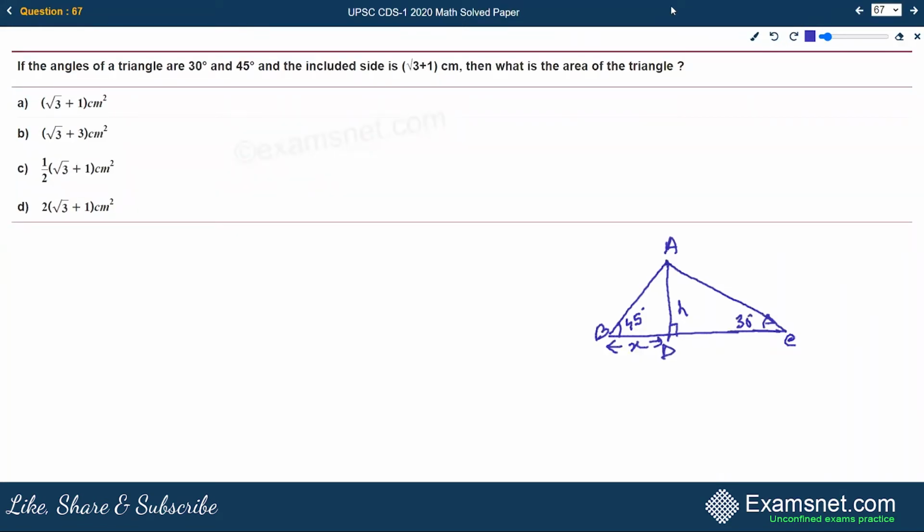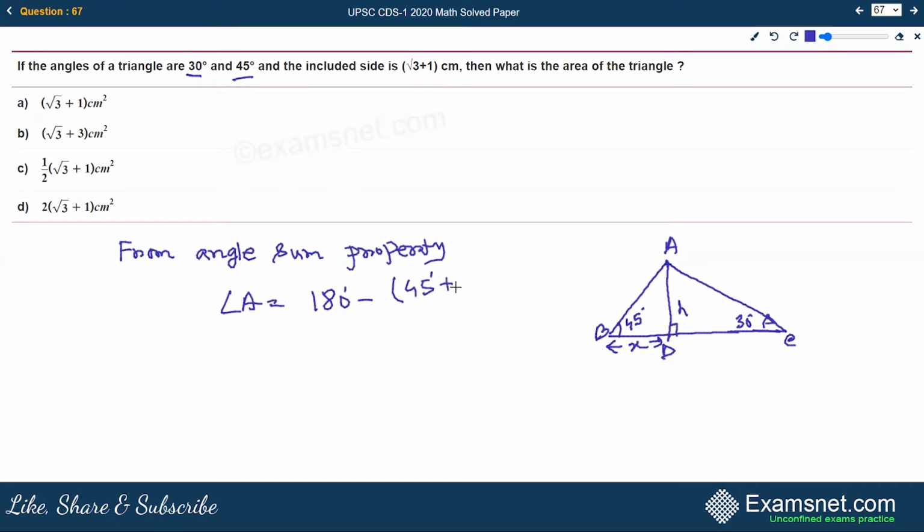In question number 67, it is given that the angles of a triangle are 30° and 45°, and the included side is root 3 plus 1 centimeter. What is the area of the triangle? We are given two angles, so from the angle sum property we can find the angle A, that is 180° minus (45° plus 30°). So it is 105°. Angle A is 105°.